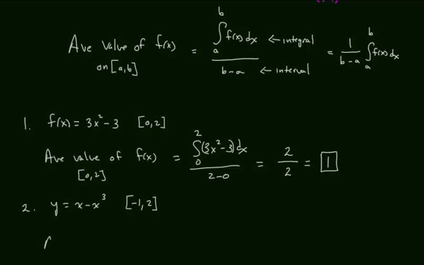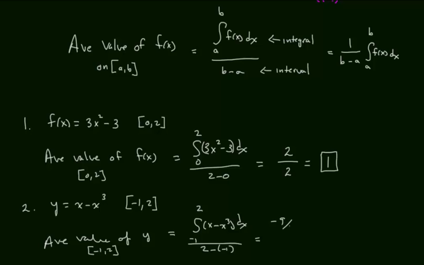And the second, we're going to say the average value of y on the interval negative 1 to 2, again, is the integral over the interval. 2 minus a negative 1. I believe we did this math also, so it's negative 9/4 divided by 3, and that comes out to be negative 9/12 or negative 3/4. So the average value of this function y is negative 3/4.